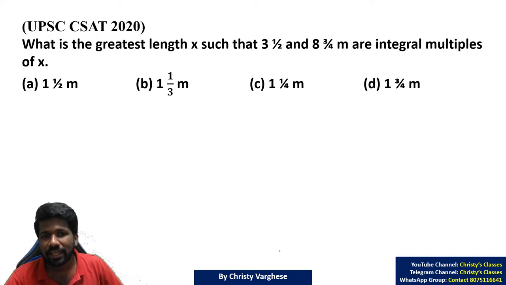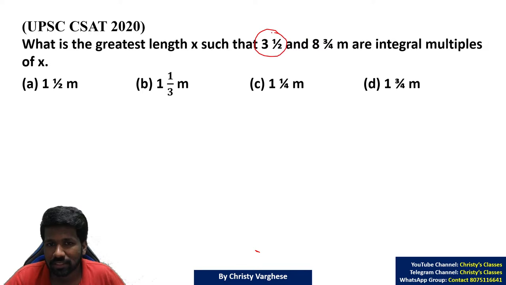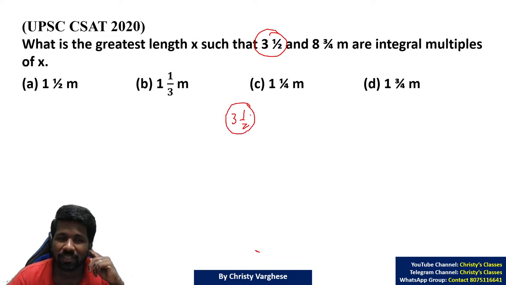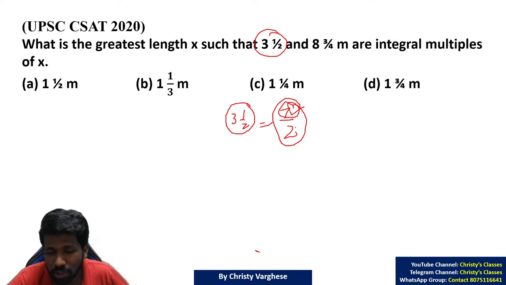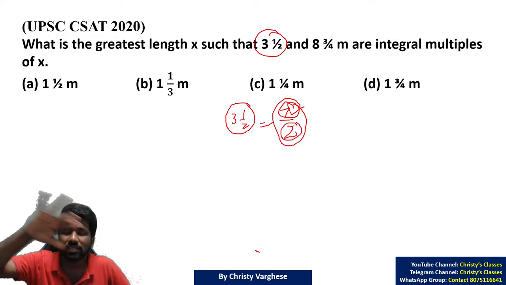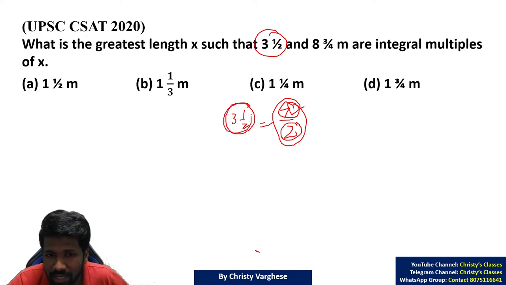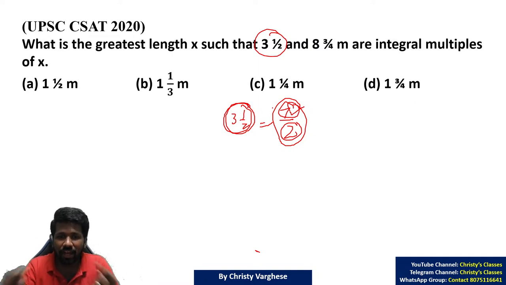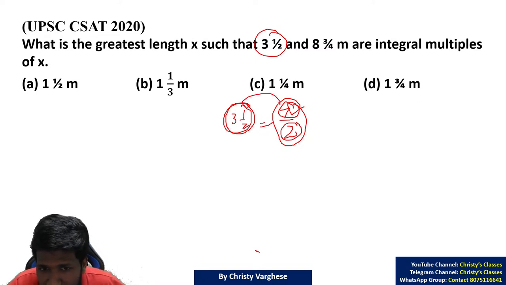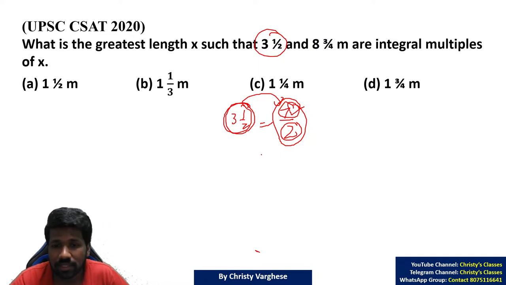So what is the greatest length x such that 3.5 and 8 3/4 meter are integral multiples of x? Again, when you see 3.5, it is difficult to process. It is better to write 3.5 as 7/2. This is called an improper fraction. You will get this understanding from the mango division idea I told you, na? If seven mangoes are divided among 2 people, everyone gets 3.5 mangoes, na? 6 half is 3, so 7 half is 3.5. So 3.5 should strike in your mind as the same as 7/2.